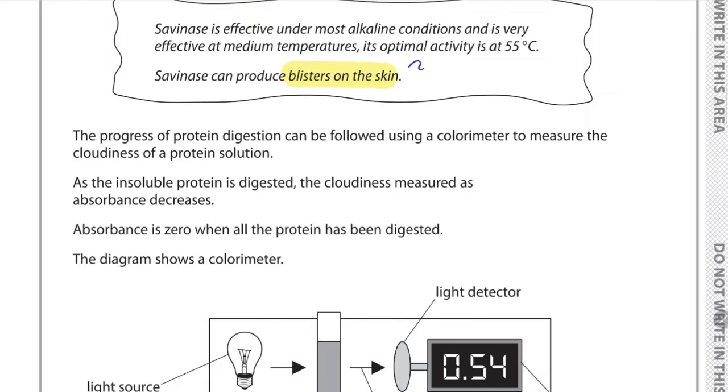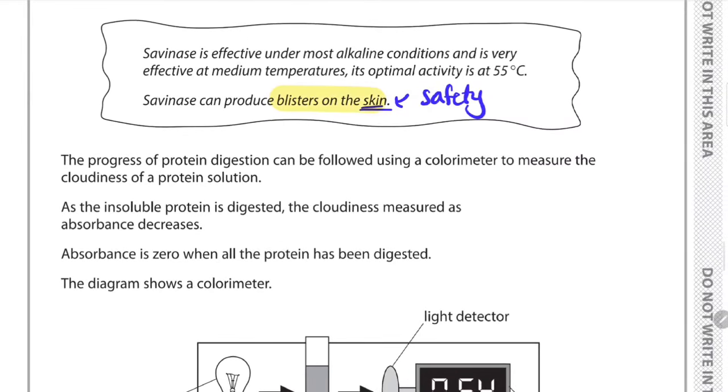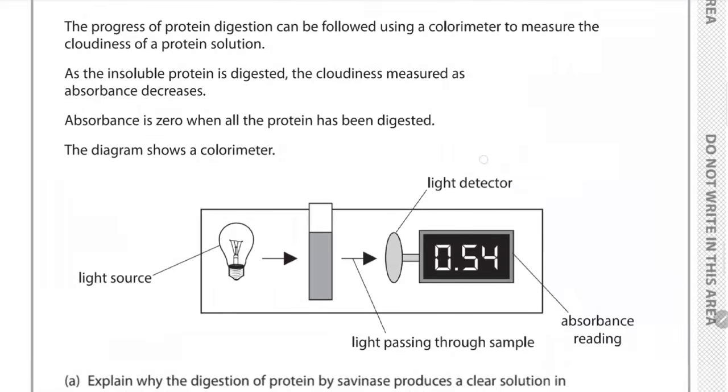This gives me a hint of the safety precaution I'm going to use. If I have any safety issues, it's that I have to wear goggles. No, not really goggles, but we have to wear gloves to avoid the blister effect of the Savinase. And I also have a hint of which pH it prefers, which pH is the Savinase optimum at, and its optimal activity as well.